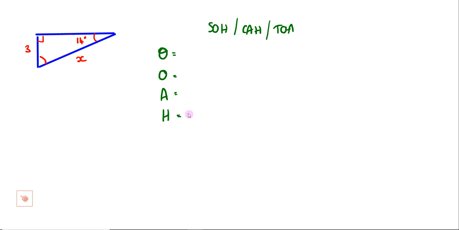Okay, so the hypotenuse is x. Theta is 14. Which one's 3? That is the opposite, yeah. So the opposite is 3. So we don't need A. So we cross out A. So we can use SOH because it's not got an A in it. So that means I'm using sine theta equals opposite over hypotenuse.